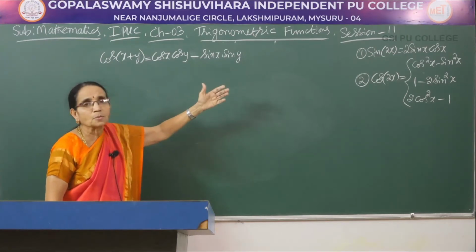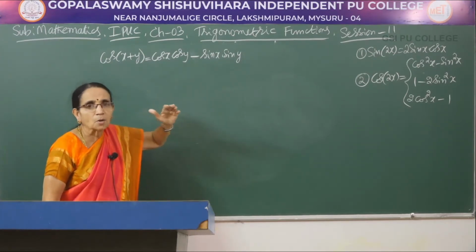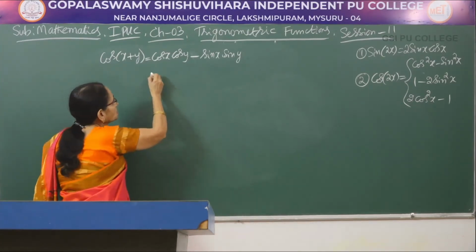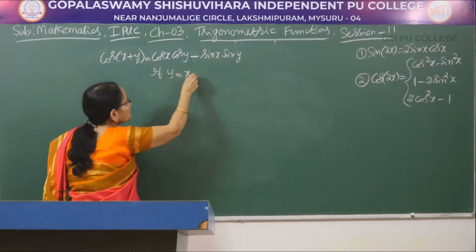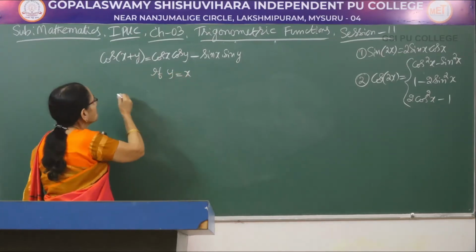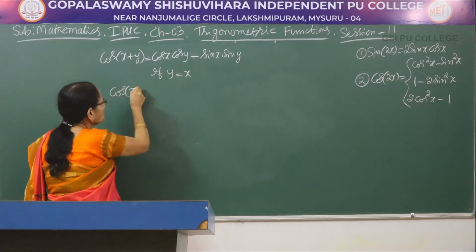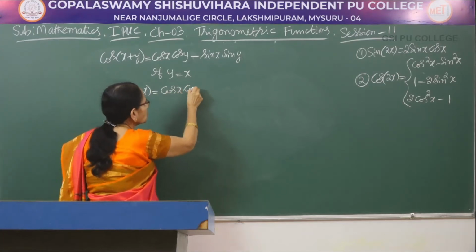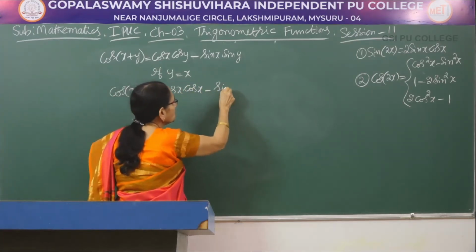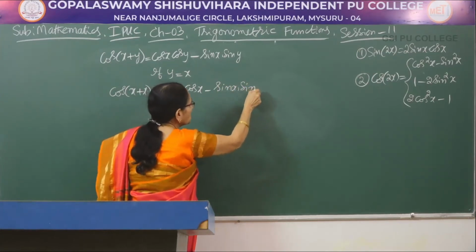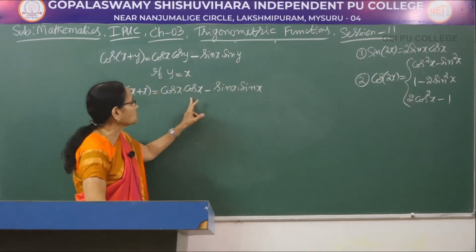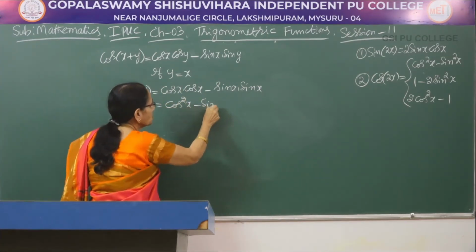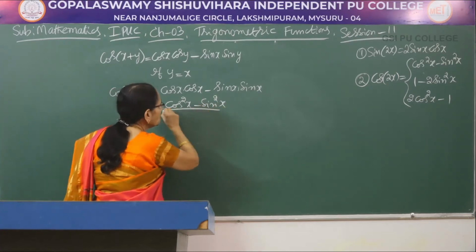What did we do in the previous one? We took the value of y to be equal to x here. So x and y can take any value. As a particular case, suppose y is equal to x. That is, both of them are equal to each other. The left hand side would be cos of x plus x, and the right hand side is cos x into cos x minus sin x into sin x. So what you see here is cos square x minus sin square x. So we got the first one.